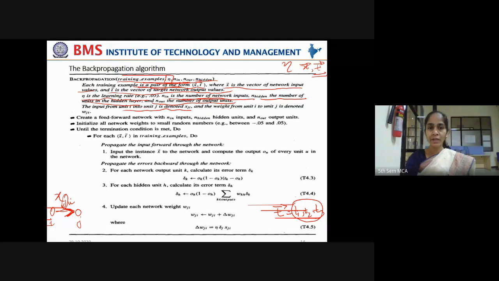The input from unit i into unit j is denoted as xji, and the weight from unit i to unit j is denoted as wji. Okay, till here it is clear. The backpropagation algorithm takes a set of training examples, the learning rate that you fix, the number of input units, the number of output units, and the number of units in the hidden layer or number of hidden layers. Now create a feed forward network. Feed forward network means from one layer it is feeding input to the next layer. That layer again gives output which is fed as input to the next layer, maybe the output layer or another hidden layer. So that is called a feed forward network.